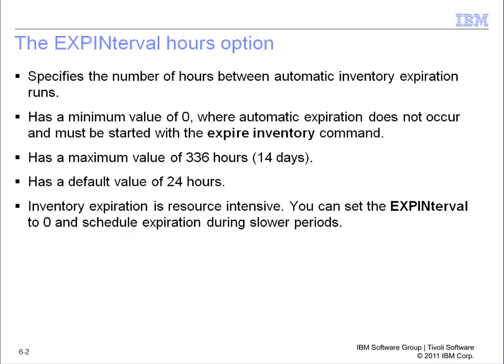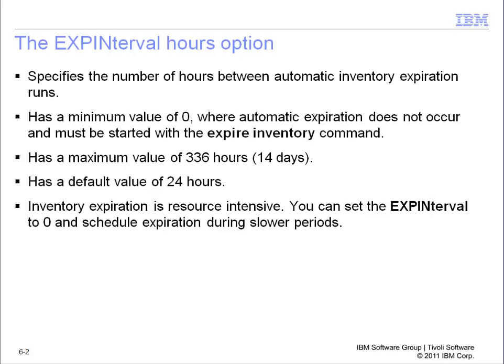The expiration interval hours option is the number of hours between automatic inventory expiration. By default, it's 24. You're going to run this once a day. You should schedule this to run during off-peak times. You can also cancel your expiration. So if you're running expiration, you need to stop it for a moment, you can just cancel expiration. The command is cancel expiration. Then you can start it up again.